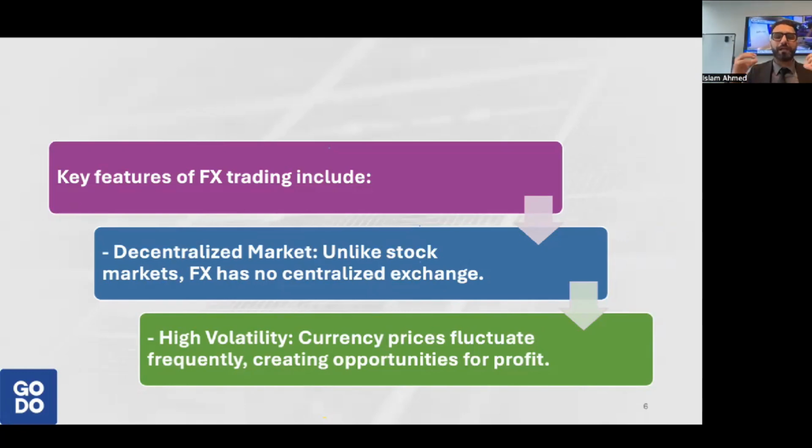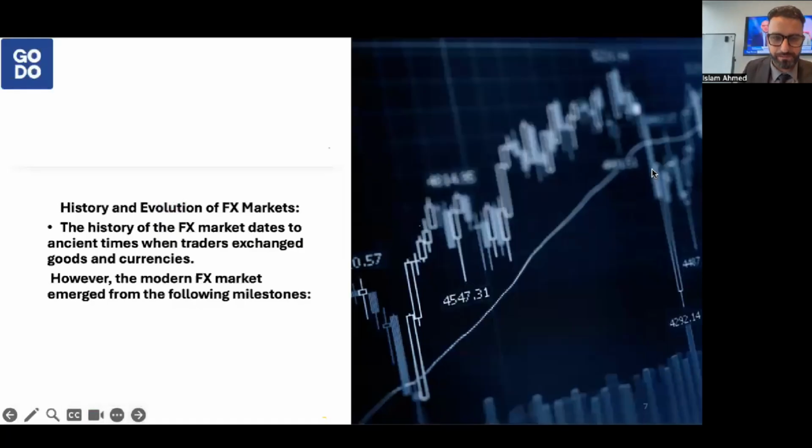Because we are in a global market, there is very high volatility. People are buying and selling with billions every second. So this is the second thing you have to know. This is a very highly volatile market. So how did this happen? How did we come to this point of Forex market, where we can buy and sell with our computers or phones? How did this happen?